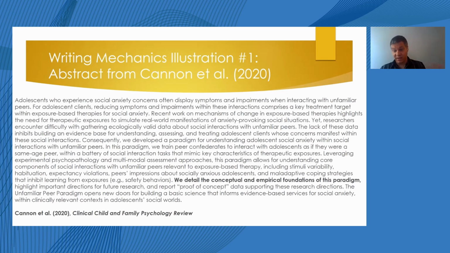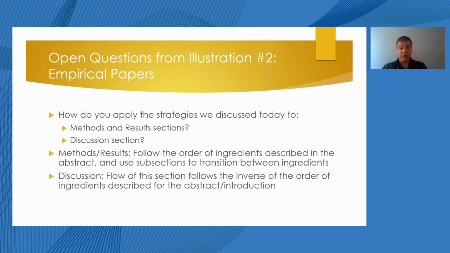Each of these sections are basically sections of the entire paper. Detail the conceptual and empirical foundations, highlight important directions for your research, report data, and then this last sentence is basically the closing of the chapter. It's basically how this entire paper would look when stretched out. I'm going to go over an empirical paper example, like an abstract from an empirical paper.